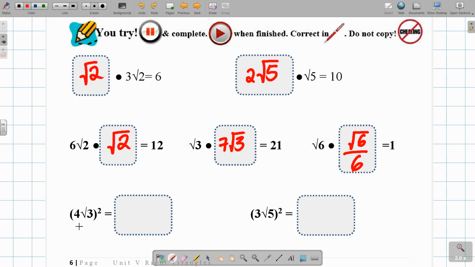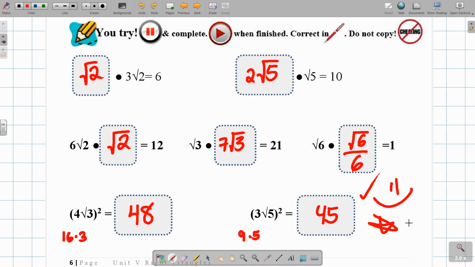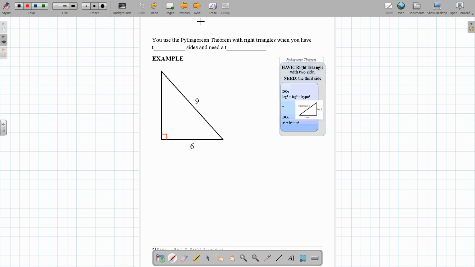This is going to be right here, 16 times 3. So that's going to be 48. And this is going to be 9 times 5, so that should be 45. Check your answers. If they're correct, draw some sort of smiley, yay, I'm wonderful, star. If you're incorrect, I'd like you to redo the work in the margin until you understand how to do it. Now that you have these patterns with radicals under your belt, we can focus on what we're learning today.